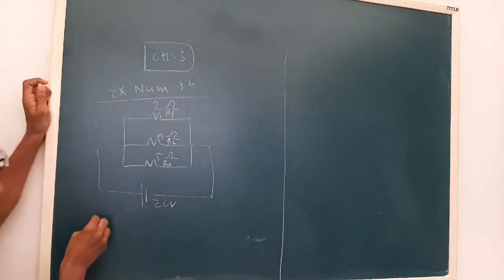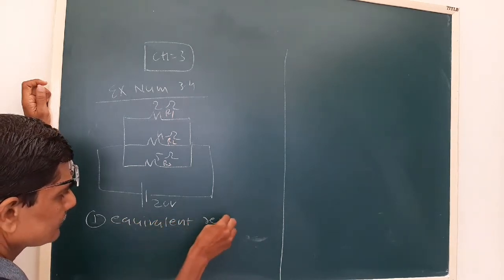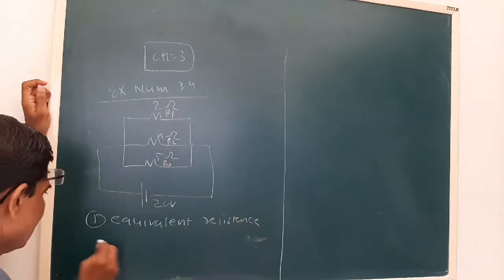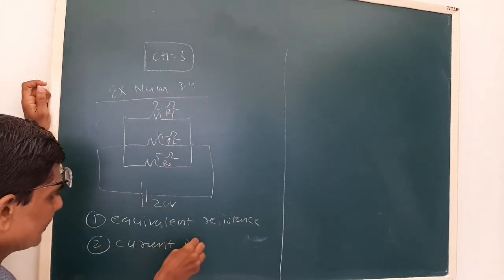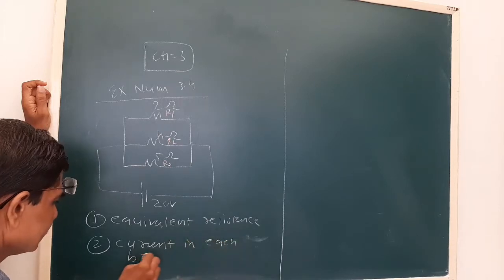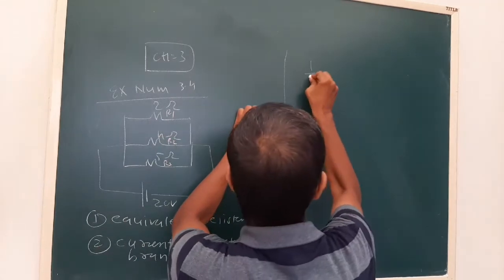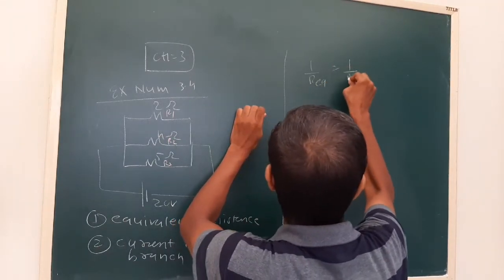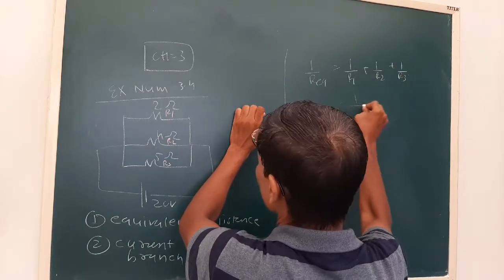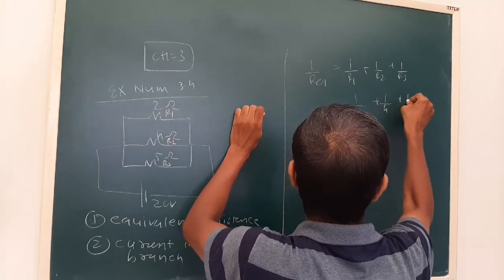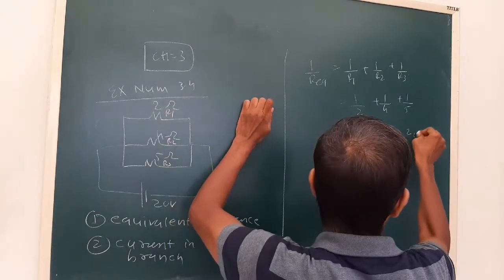First, we have to find out the equivalent resistance, and secondly, the current in each branch. Now, see, for a parallel connection, we know the formula: 1 upon R equivalent is 1 by 2, 1 by 4, 1 by 5. Now see, what is the LCM of 2, 4 and 5?